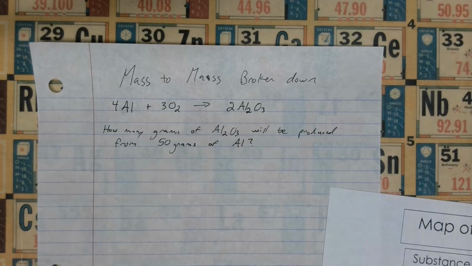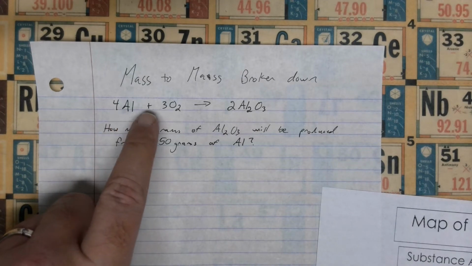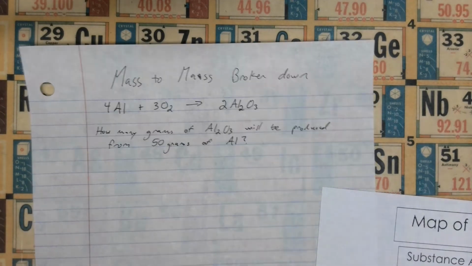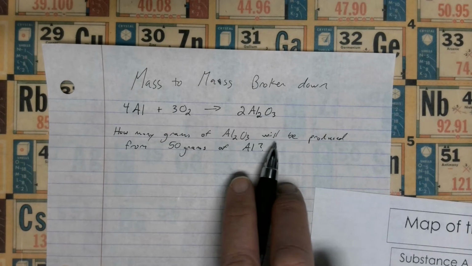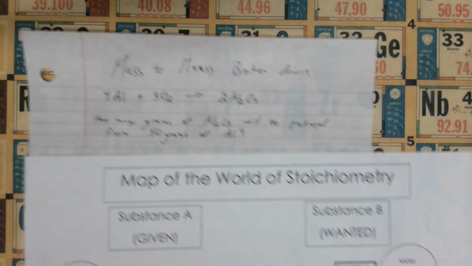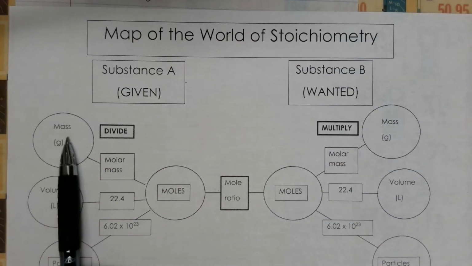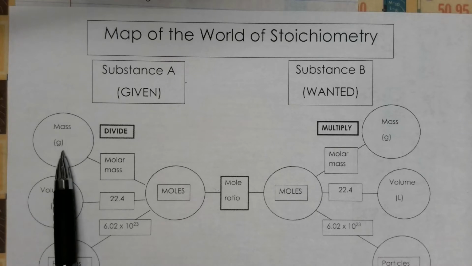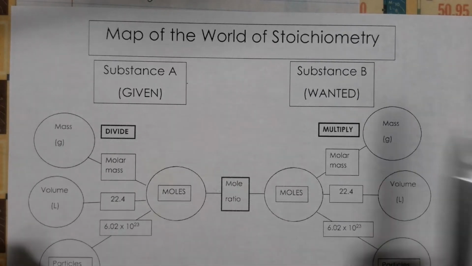All right, so today we're going to do mass to mass, broken down step by step. If we have this problem, 4 aluminums plus 3 oxygens yields 2 aluminum oxides, that's our equation. And the question says how many grams of aluminum oxide will be produced from 50 grams of aluminum. So if we look at our map of the world, we're going from grams of our given, which in this case is the aluminum, to grams of aluminum oxide.